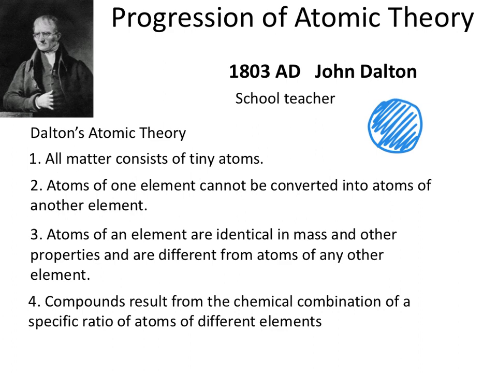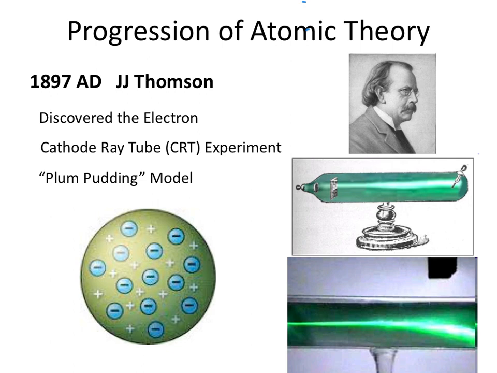So then, approximately 100 years later, J.J. Thomson came along and he ended up discovering a subatomic particle called the electron. And he discovered the electron by carrying out something called the cathode ray tube experiment. This right here is the cathode ray tube. It's just a piece of glassware that's been evacuated of all the air.